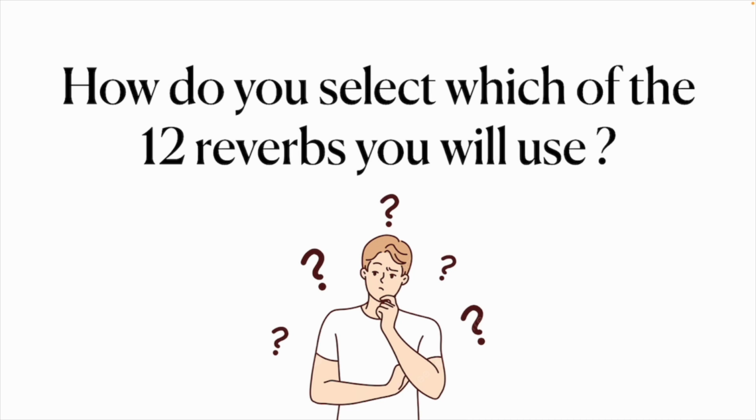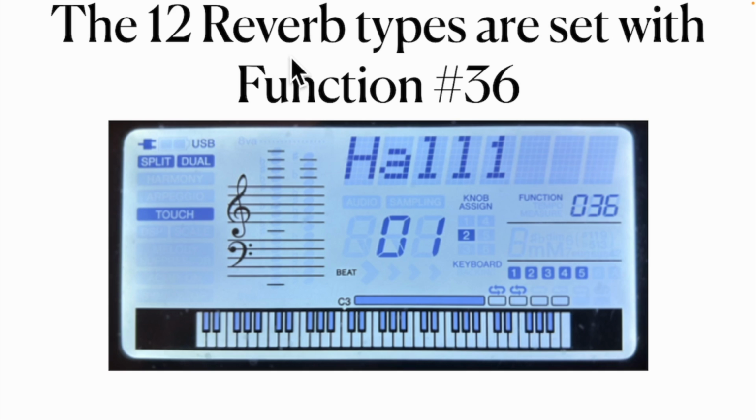So how do you actually go about setting up and selecting which of the 12 reverbs you will use? Let's go through that. The 12 reverb types are set with function number 36. And if you don't know how to set functions, I have done an entire YouTube video on the function button. So you can go watch that to understand how functions are set, and then come back here and dial up function number 36. That's where you get to choose which one of the reverb types you want to use.